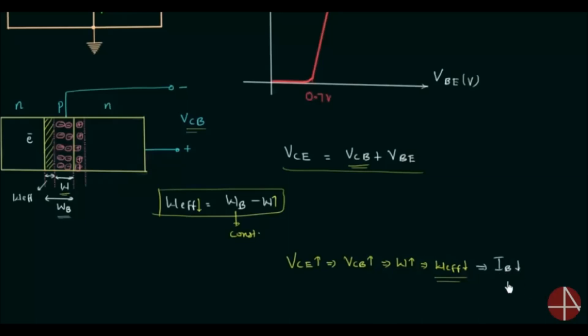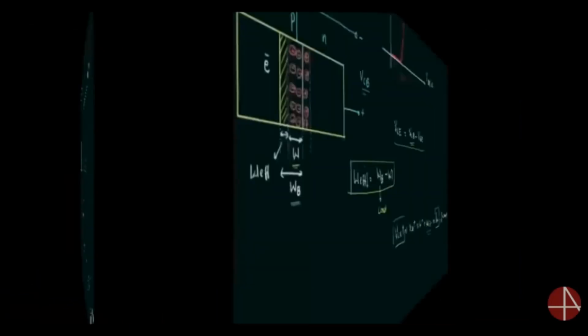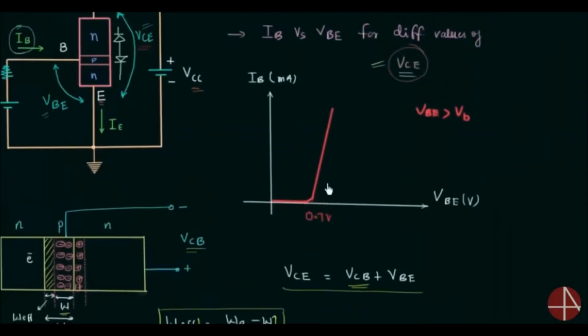IB, the base current, is the input current, right? So on increasing the output voltage VCE, the base current or the input current decreases. Vice versa is also true. On decreasing the output voltage VCE, the input current IB increases. Now we can easily complete the input characteristics of common emitter transistor. On decreasing the output voltage VCE, the base current IB increases like this.